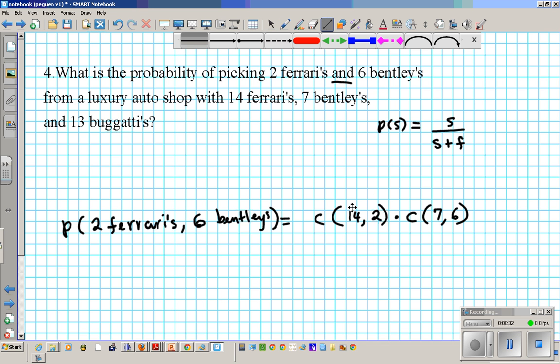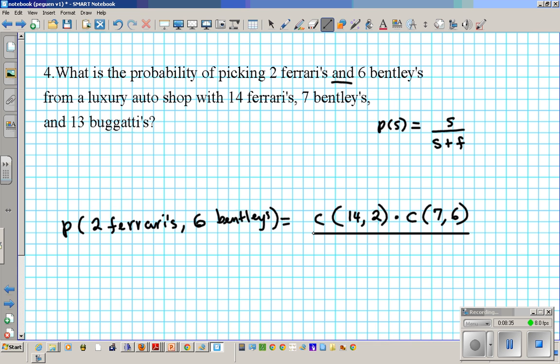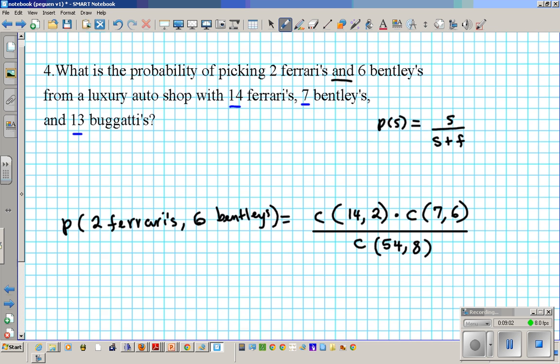Now I'm going to divide it by the ways I can pick a total of 8 cars. So how many cars are there in all to begin with? We're going to add everything: 14 plus 7, which is 21, plus 13, which is 54. So out of 54 cars, how many cars am I choosing? 2 plus 6, 8. This is success plus failure, and this is success. So there goes the setup for your selection here.